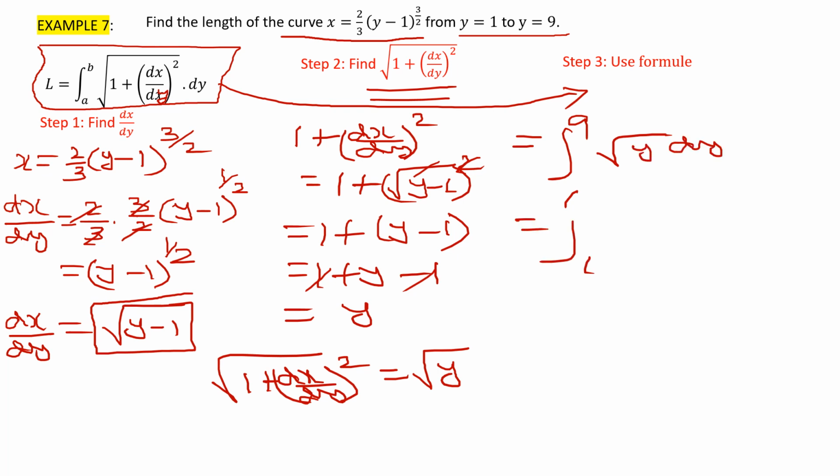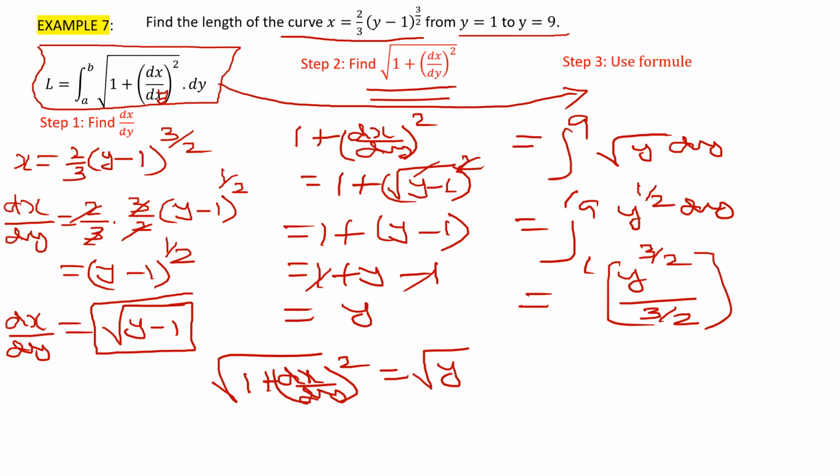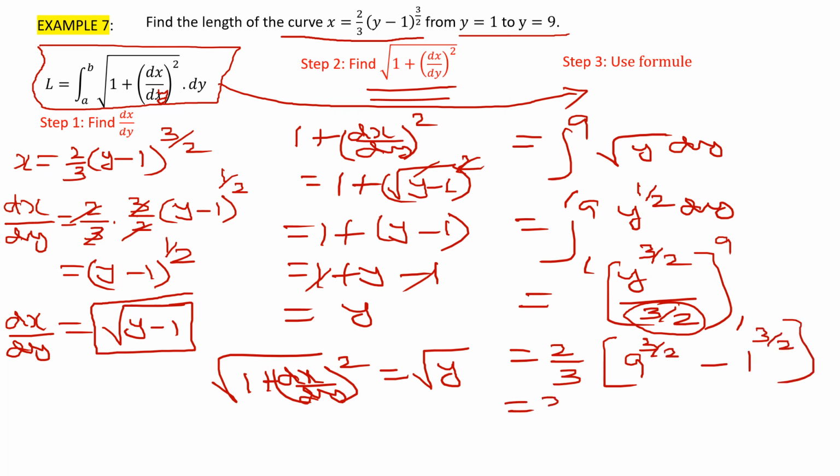So this is nothing but integral 1 to 9 square root of y. I can write y power 1 by 2 into dy. By using integration, this will become y power 3 by 2 divided by 3 by 2 between 1 and 9. So this 3 by 2 I can change it as 2 by 3. If I substitute the limits, that will give you 9 to the power 3 by 2 minus 1 to the power 3 by 2. So this is equal to 2 by 3 times, 9 power 3 by 2 can be written as 9 times square root of 9. 1 power 3 by 2 is 1.